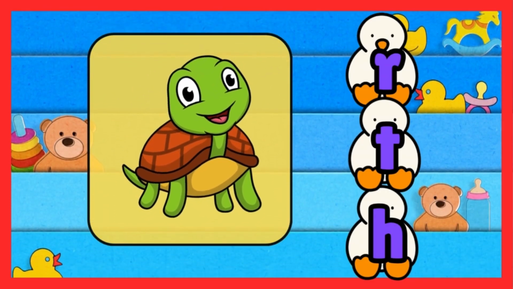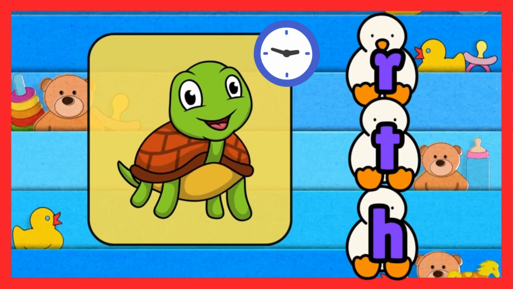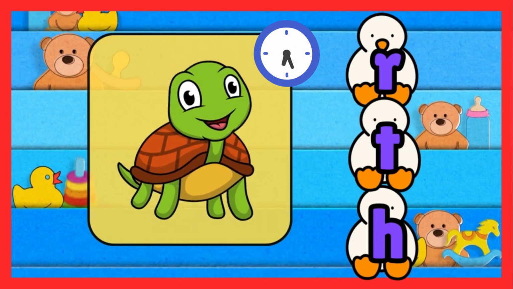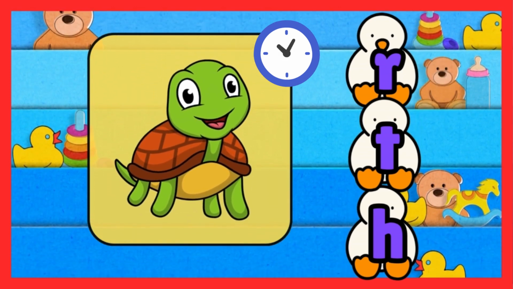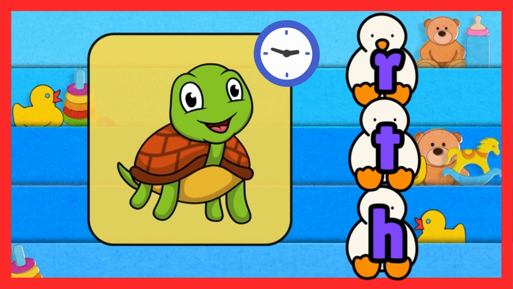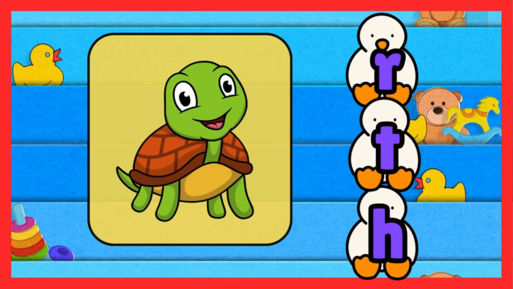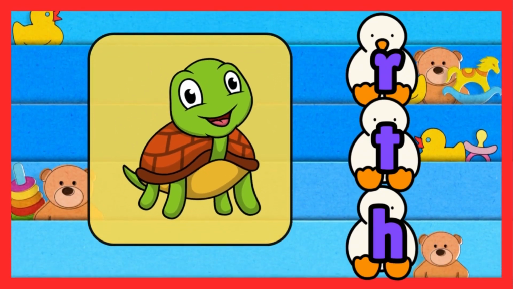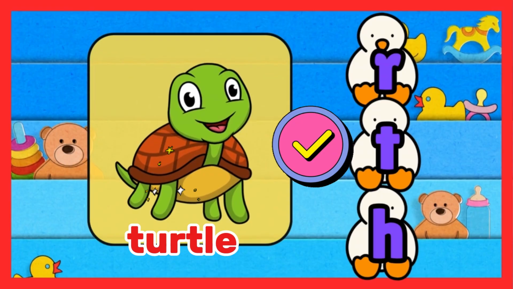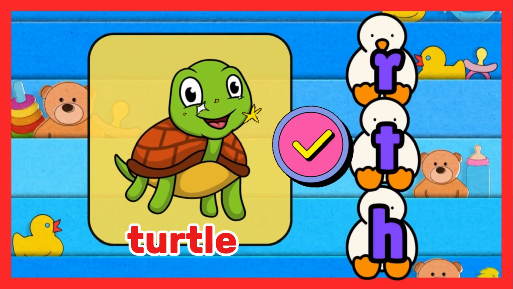What's the beginning letter of the word turtle? The beginning letter is T. That's right. The word turtle begins with the letter T.